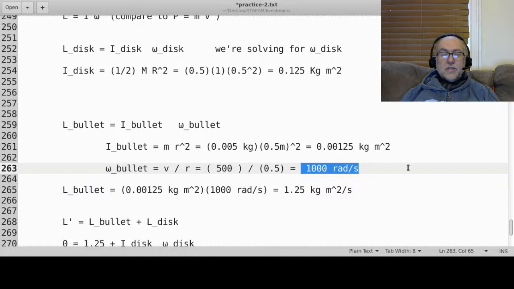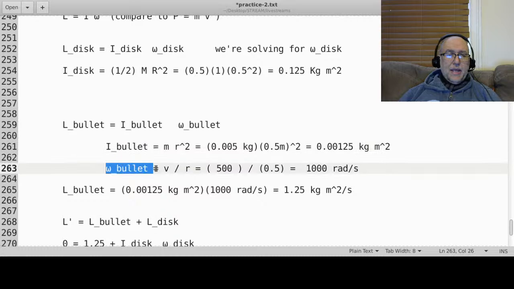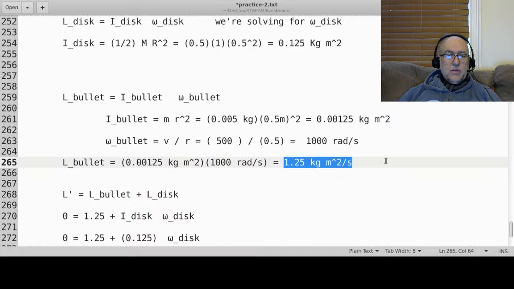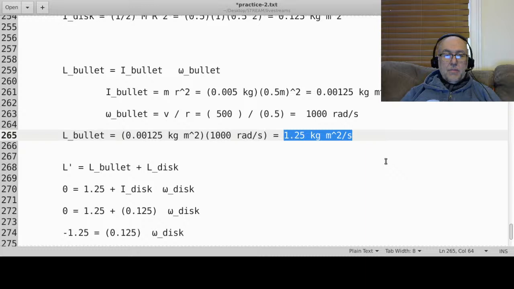Okay, so this idea of converting between the linear and their angular equivalent is how you glue together linear and angular quantities. It can get pretty crazy, but I'm not going to give you anything more demanding than something like this, because I think this is demanding enough. Great. So we've got the moment of inertia and the angular velocity. Put them together, I times omega, and the angular momentum of the bullet is going to be 1.25 kilogram meters squared per second.